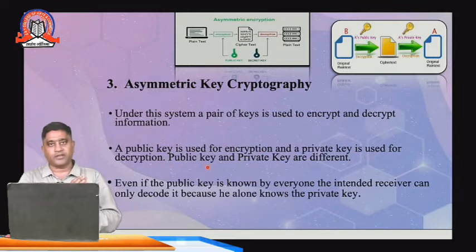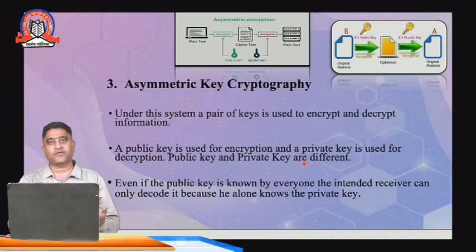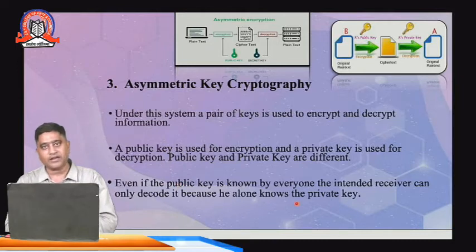So during the encryption, a public key is sent by the sender to the receiver, and the receiver will be using the private key to decode that message. Asymmetric key cryptography is most beneficial so that there won't be any modification, alteration or deletion of the data. Public key and private key are different. For every message, every mail, every contract, there would be a pair of public key and private key. Even if the public key is known by everyone, the intended receiver can only decode if he knows that particular pair of the private key.